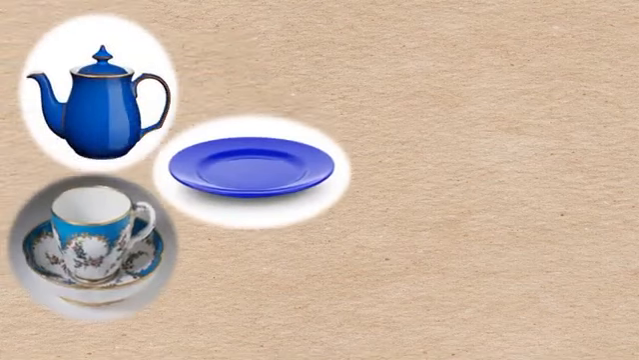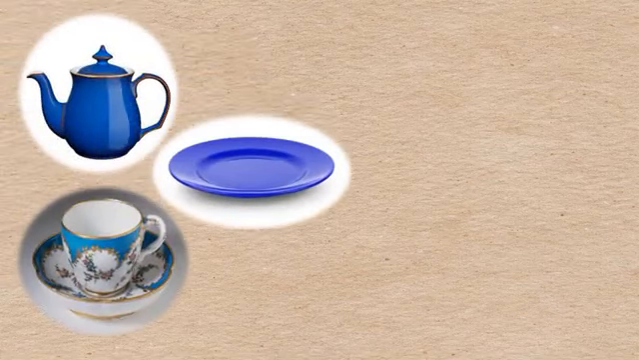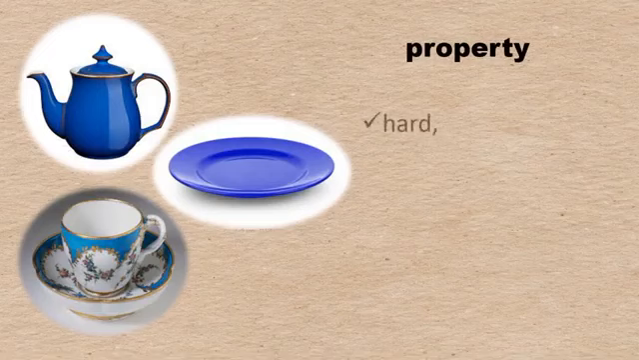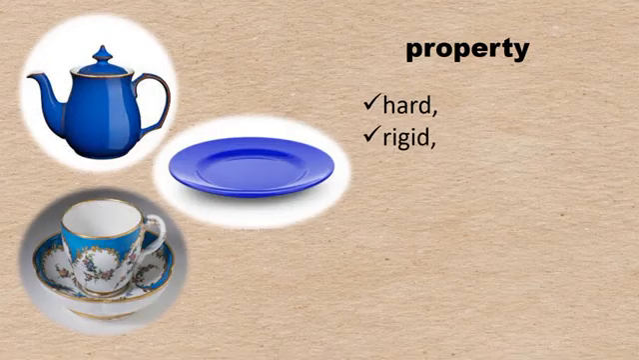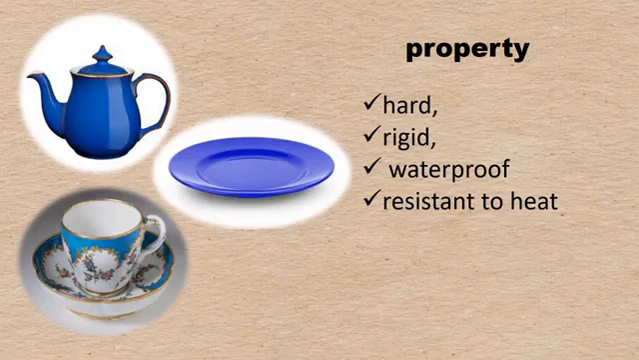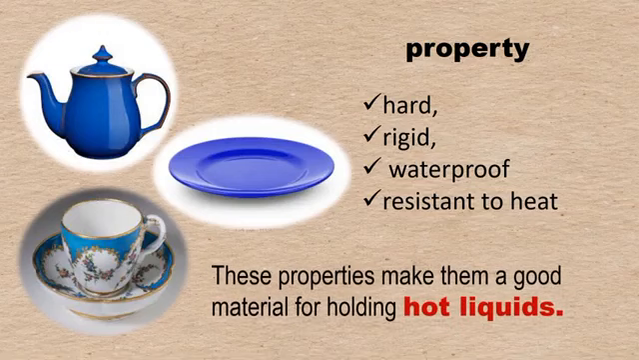Let's observe teapot, plates, cups, and saucers. What characteristic do they share in common? If you say they are made of ceramics, you are right. Its property shows that it is hard, rigid, waterproof, and resistant to heat. These properties make them a good material for holding hot liquids.